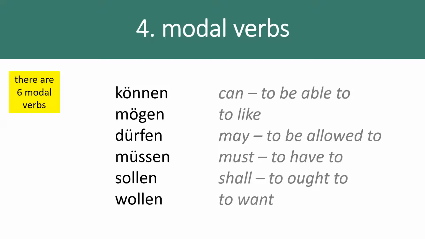Also ist ganz wichtig, die zweite Bedeutung hier ist die wichtige Bedeutung. Also können heißt can, aber immer im Sinne wie to be able to. So that means können means can, but always in the sense of to be able to do something. Ja? Okay, also können, mögen, dürfen, müssen, sollen and wollen.